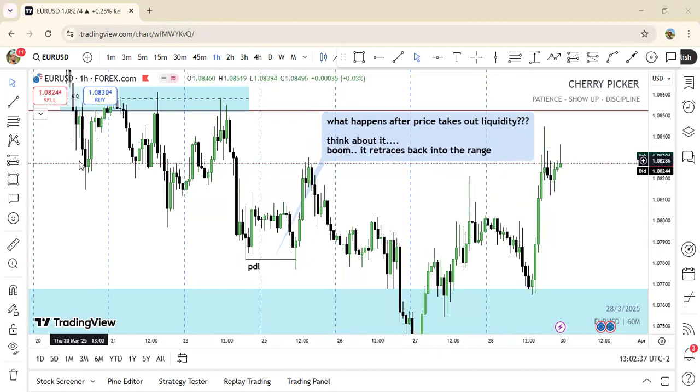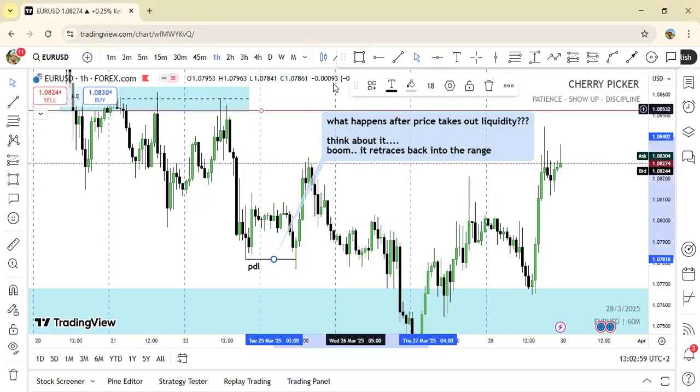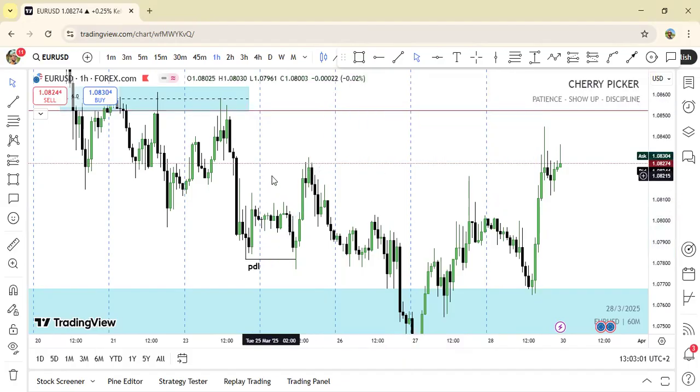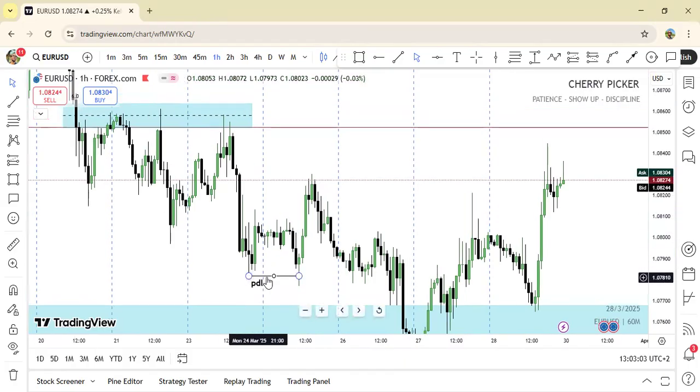Ask yourself this question: what happens after price takes out liquidity, either previous day low, previous day high, weekly low, weekly high, monthly low? It retraces back into the range, right? This is what we had on Tuesday. Price took out previous day low.